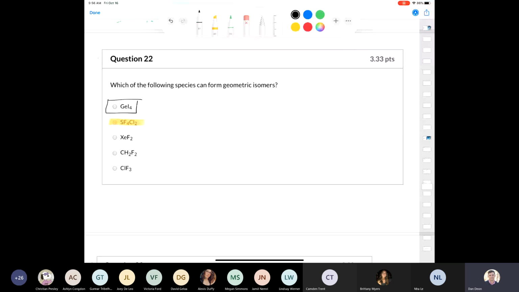So we'll start with germanium tetraiodide. Germanium is in group 4A. It's got 4 valence electrons, plus I've got 4 iodines. They each have 7 valence electrons. That's 28 plus 4, which gives me 32 valence electrons. If I put my germanium like this, I'm going to have 4 regions of electron density.